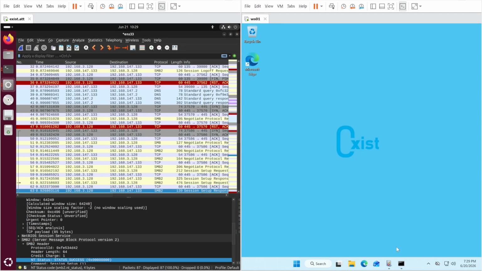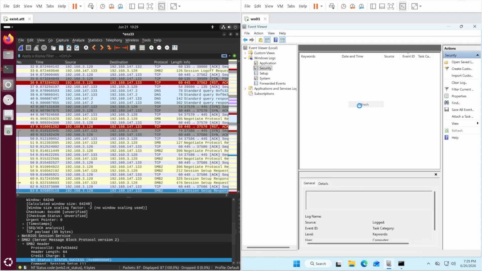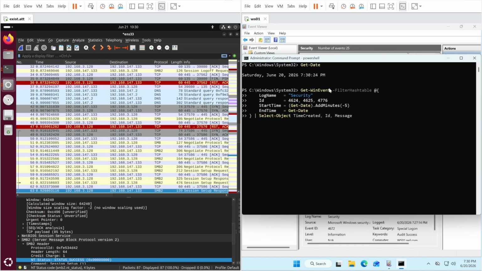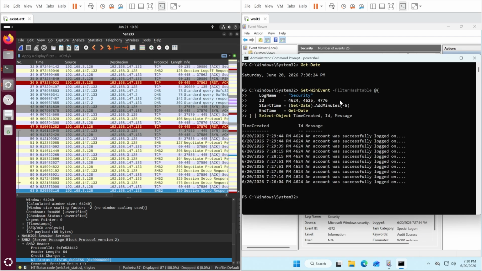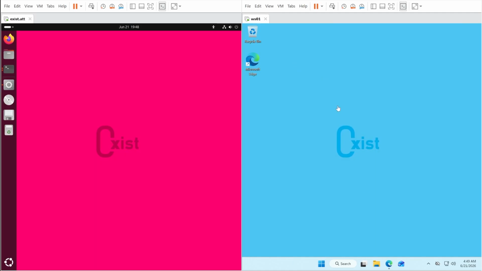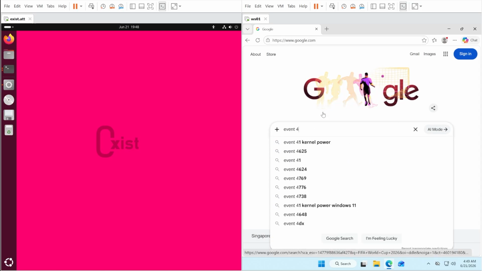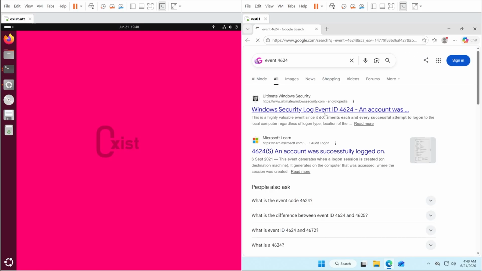So, how does it look on our target machine? We can check the event logs from Event Viewer, but I prefer to use PowerShell. As we can see, there are multiple event ID 4624, which I expected and therefore filtered. A quick Google search on event ID 4624 shows that this represents a normal successful logon event in Windows.